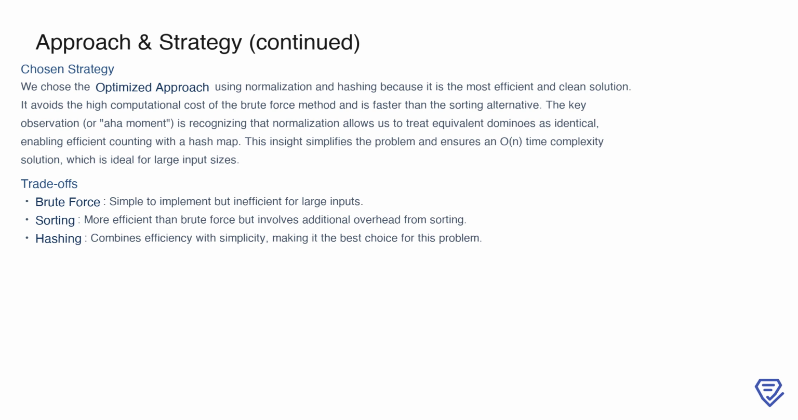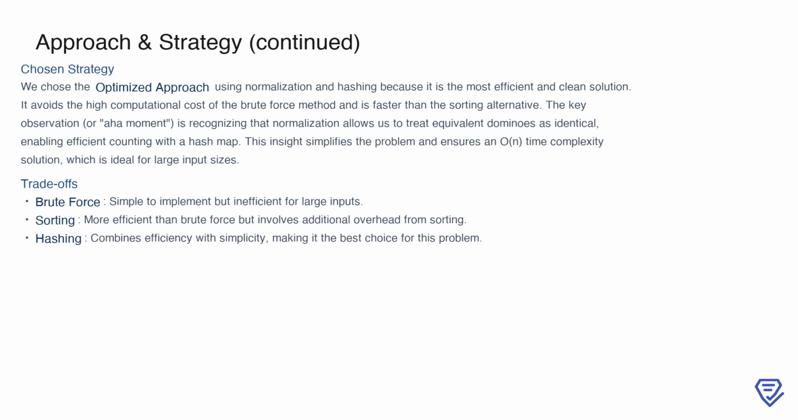The core insight that makes this approach so effective is the idea of normalization, which allows us to treat equivalent dominoes as identical. By leveraging a hash map to count frequencies, we reduce the problem to a straightforward counting operation, achieving a time complexity of O(n). This makes the solution highly scalable, even for large input sizes.